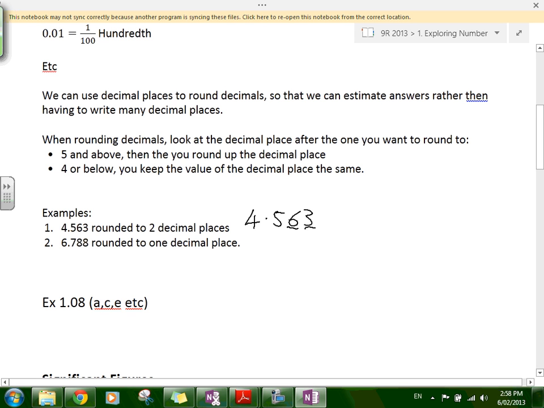3 is less than 5, which means you're going to round down if you like. So this equals 4.56. The 6 stays the same because 3 is less than 5. Right? And you always have to specify 2 decimal places. This is really important, specifying 2 decimal places.